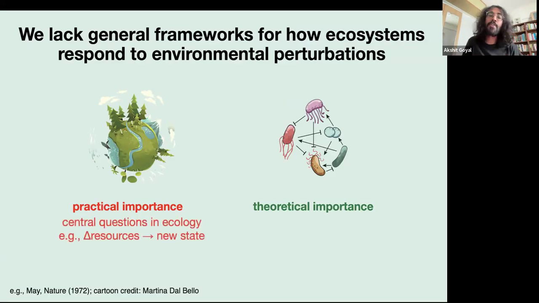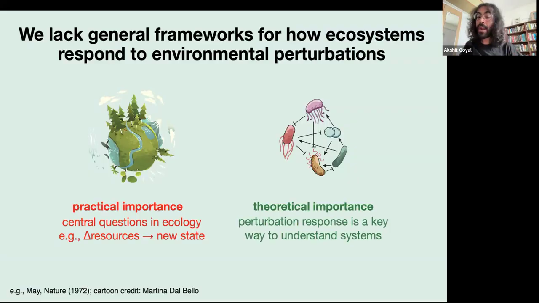Practically, of course, many of the questions that we would like to care about, especially in a changing world with all sorts of environmental changes that are happening, we would like to know what happens, and we would like the ability to predict how ecosystems would change if we change, for instance, some resources, or if we have some runoff of some new nitrate into some community. What new state will that ecosystem go to?